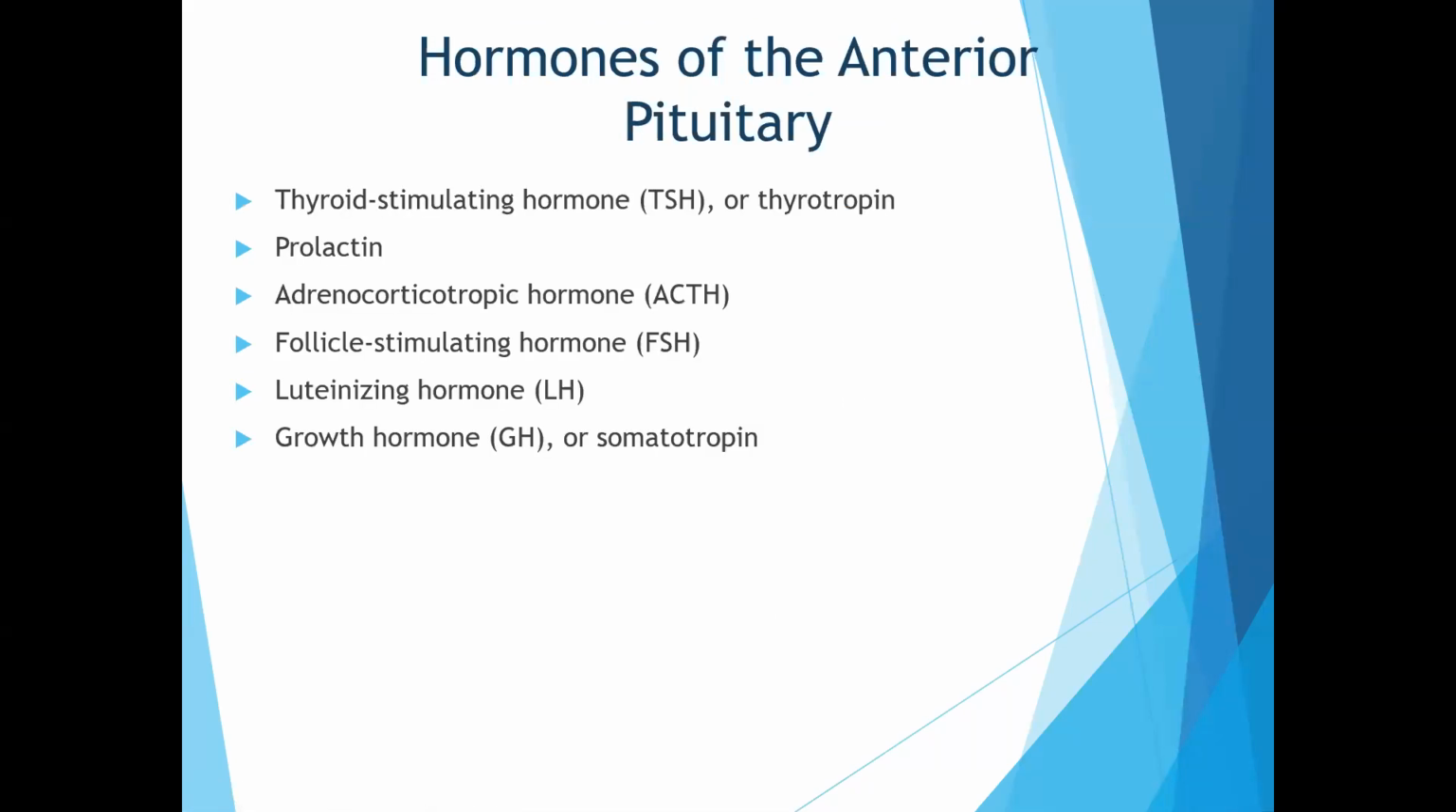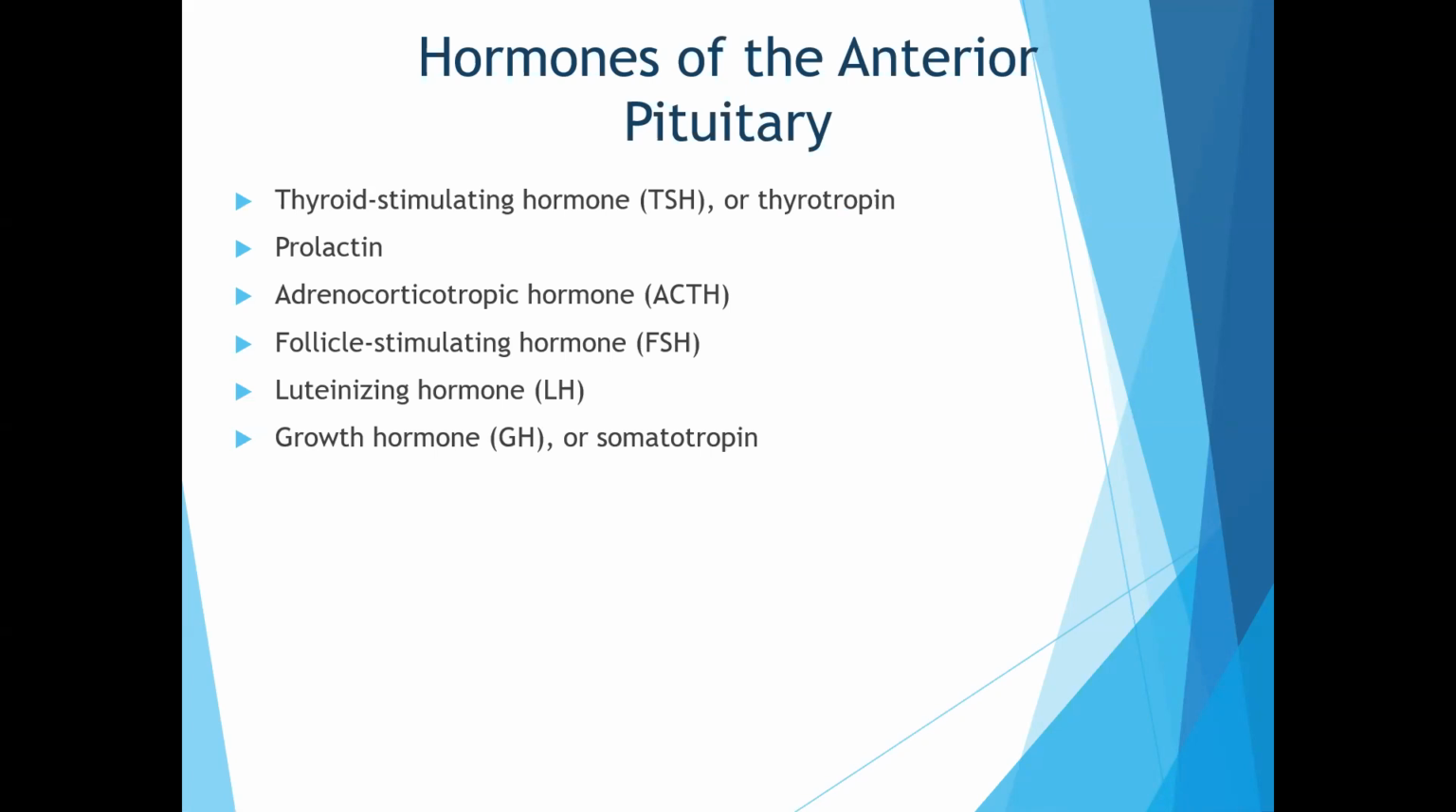So then we get on to the actual anterior pituitary. The anterior pituitary has thyroid stimulating hormone, or TSH. This is also known as thyrotropin. Prolactin comes from the anterior pituitary. We have adrenocorticotropic hormone, also known as ACTH, follicle stimulating hormone, FSH, luteinizing hormone, LH, and growth hormone, GH. This is also known as somatotropin.